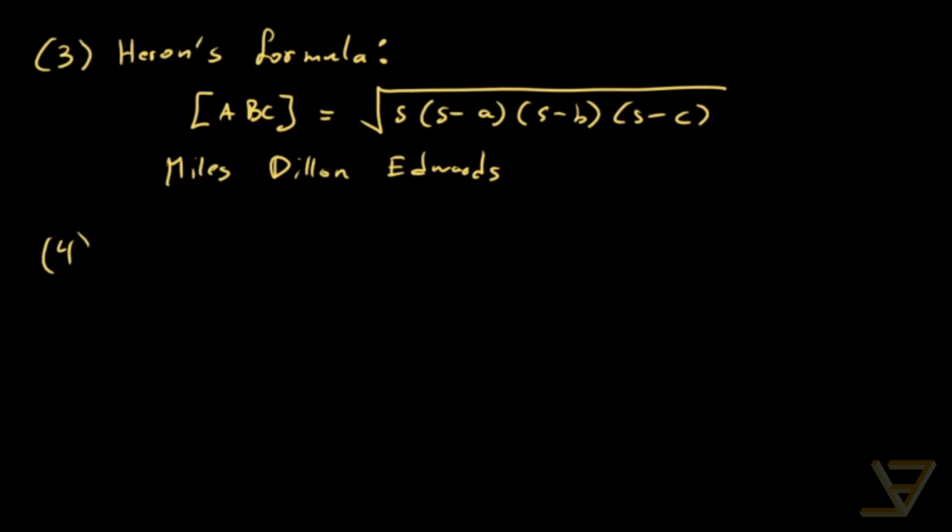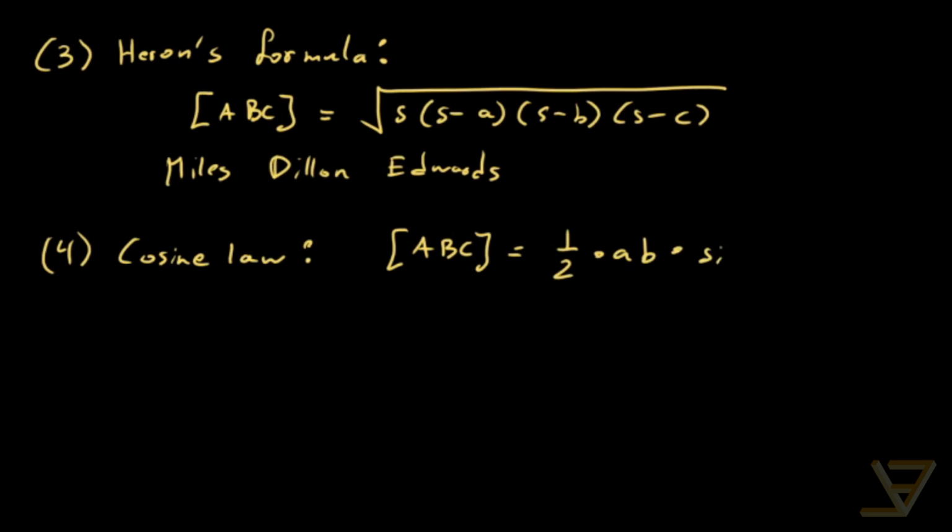Our fourth method of finding the area of a triangle can be derived using the cosine law. And what it says is that the area of ABC is equal to half times side A times side B times sine of C. It looks like the sine law, but we actually derive it using the cosine law. So that is how we would find the area of a triangle in a fourth way.